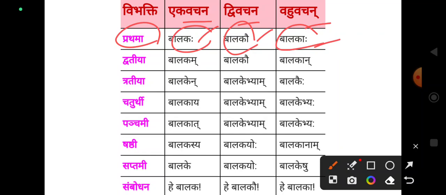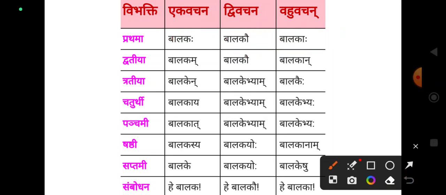If I tell one thing here, one boy is playing, so balakaha kridati. Two boys are playing, balako kridatah. Boys are playing, balakaha kridanti. So kridanti, kridatah, kridati, these are the verbs, we can call them dhatu rupa, which come from lakaras. And lakaras are of different types like lat lakar, lot lakar, lang lakar, lrt lakar, and vidhiling lakar. I just explained this recently.